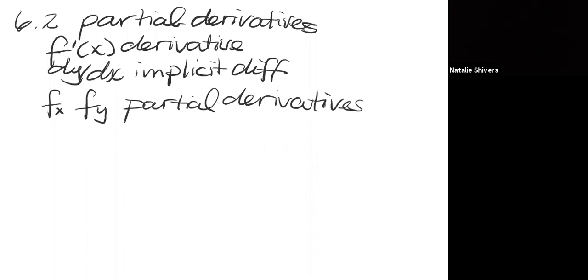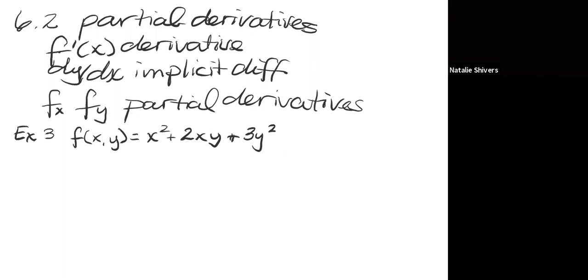All right, so our first problem. We're going to do example 3. f of x, y equals x squared plus 2xy plus 3y squared minus 4x minus 3y. And it asks us to evaluate at 3.5, negative 0.5.